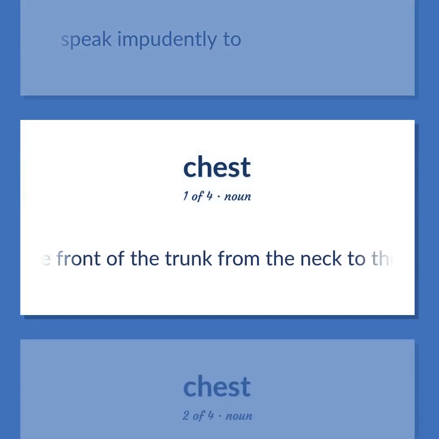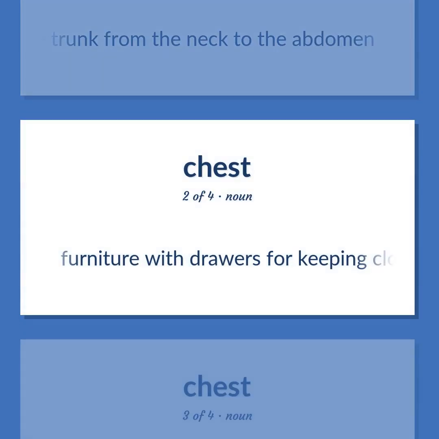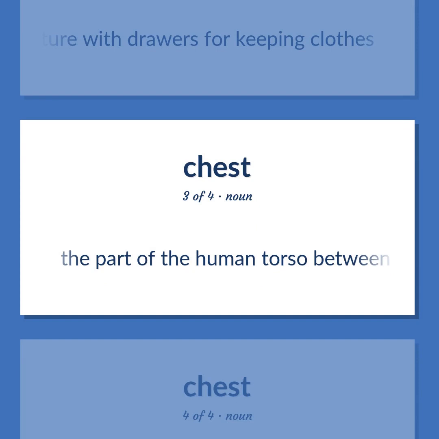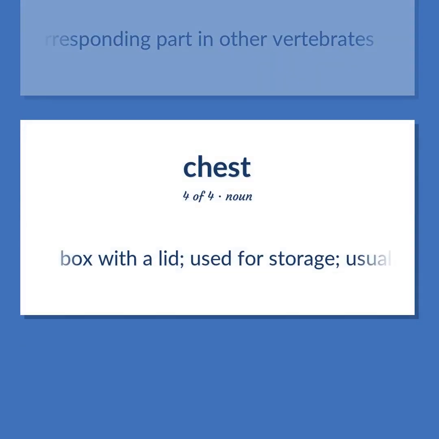The front of the trunk from the neck to the abdomen. Furniture with drawers for keeping clothes. The part of the human torso between the neck and the diaphragm or the corresponding part in other vertebrates. Box with a lid, used for storage, usually large and sturdy.